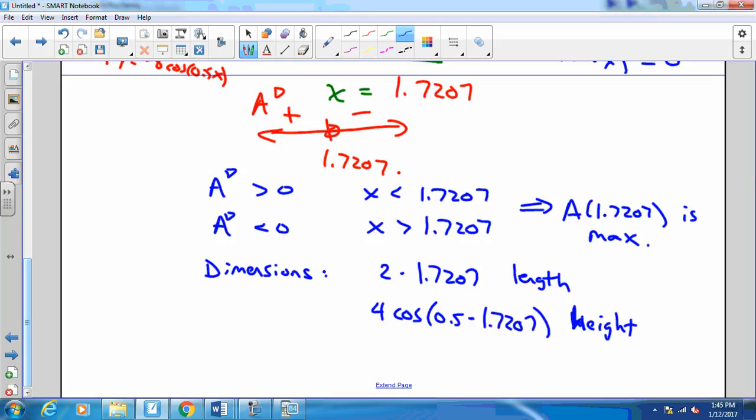And those are perfectly good numbers. And the area is equal to 8 times 1.7207 times the cosine of half of 1.727. I'm not sure whether it's properly lazy to work that hard to avoid evaluating. Who knows? But that's probably how I would do it.